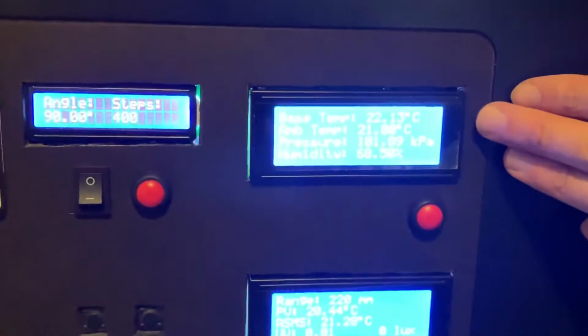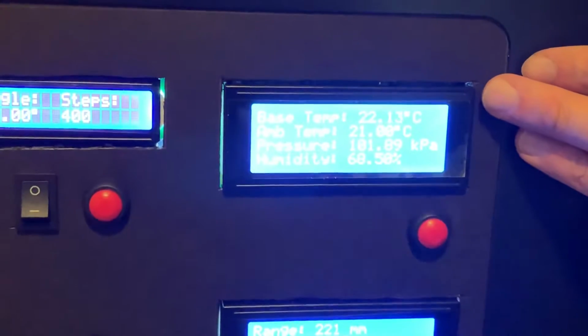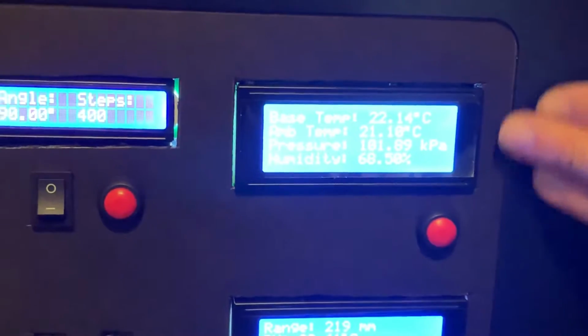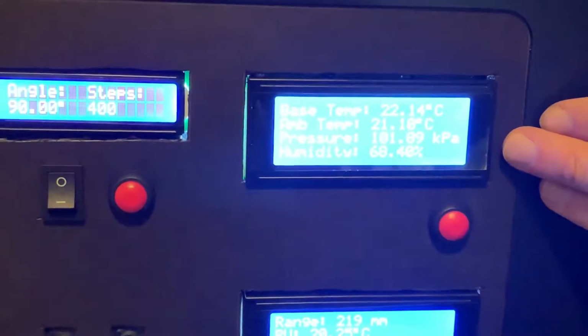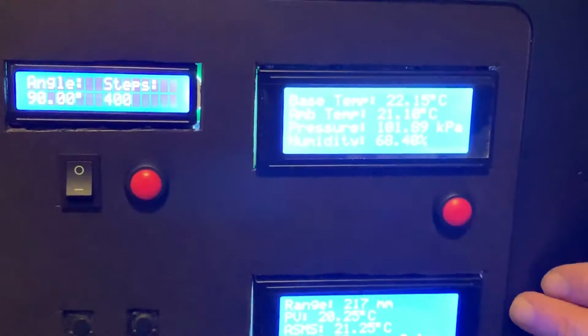Right here, this is my environmental control and monitoring subsystem. It can log the base temperature, which is from the thermal base plate, the ambient temperature, both in degrees Celsius, the ambient pressure, and the humidity levels. All the red buttons typically are reset.